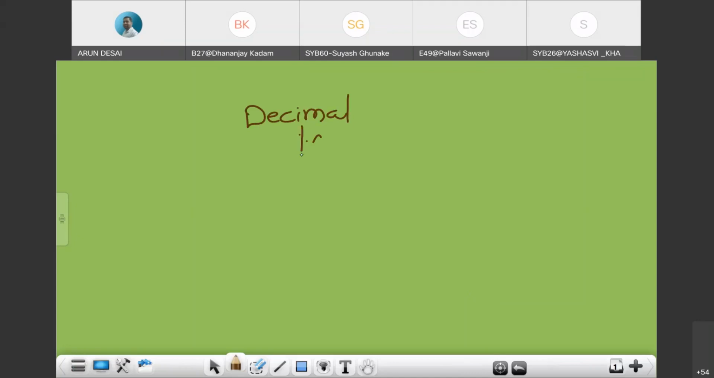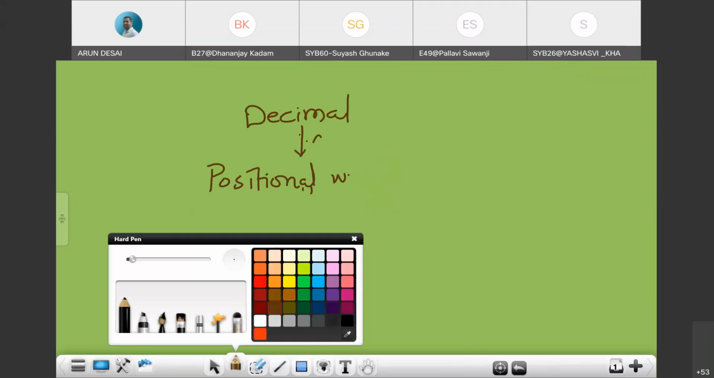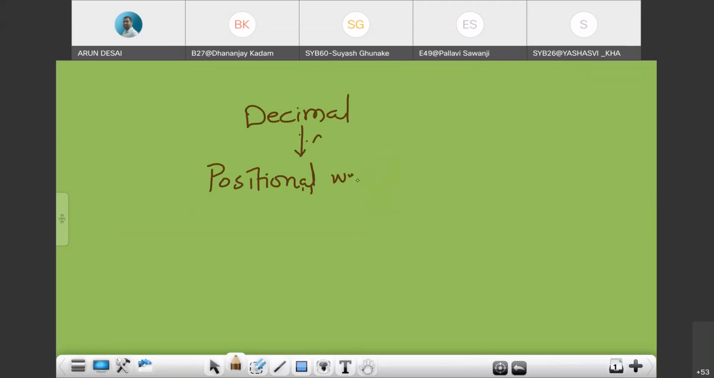See, this decimal number system is called positional weighted system. Why is it called a positional weighted system? Tell me, anyone?